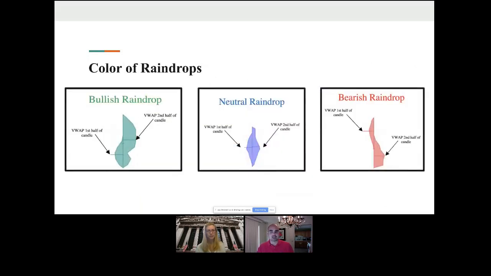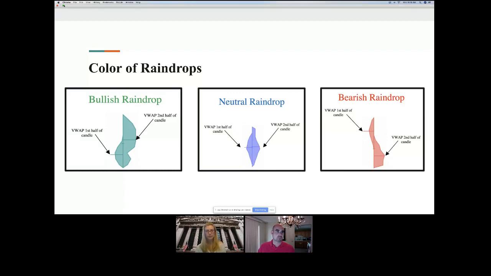Quickly, the different colors: obviously your bullish raindrop is going to be green. Your second half of the candle is higher than the first half's VWAP. So that's when you've got your green setup, and you can see here a lot more volume near the top of the range. A neutral raindrop, or a blue raindrop, we also call it a raindrop doji, is when your first and second half VWAP are equal to each other within about a 2% margin of error. Bearish is the opposite of bullish. We've got the second half's VWAP lower than the first half, and that's how you get your red raindrop.